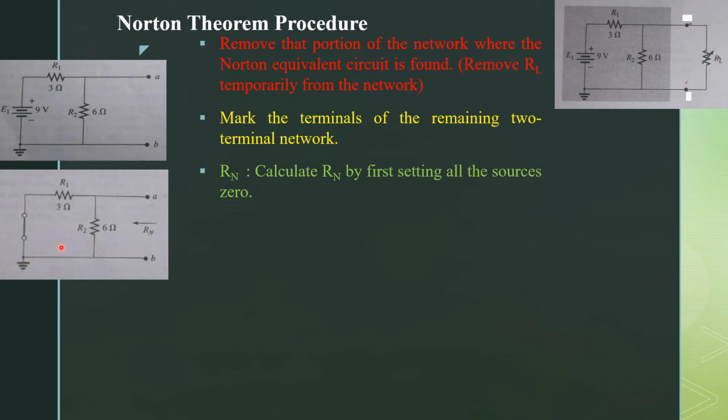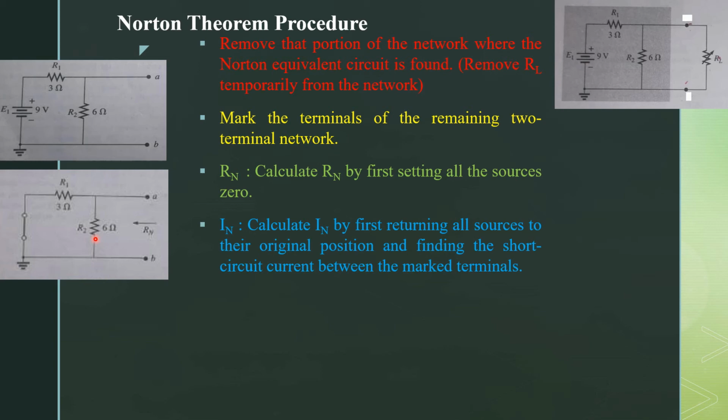Now we have to find the Norton resistance. From the figure you will see that R2 and R1 both are in parallel, so the Norton resistance is basically equal to R1 parallel to R2.